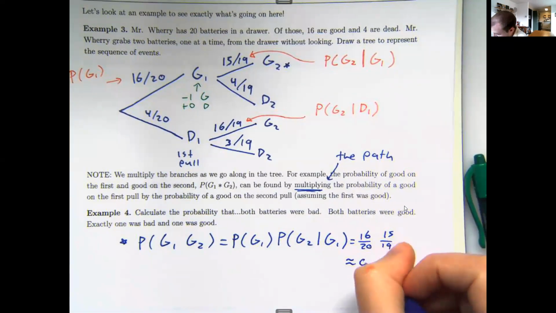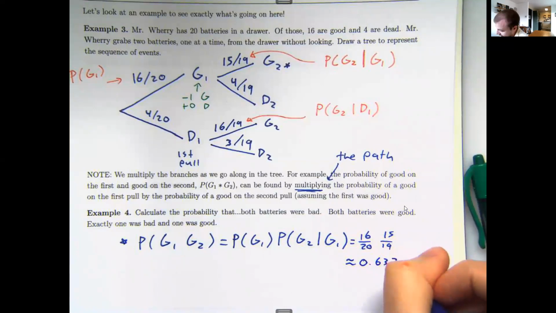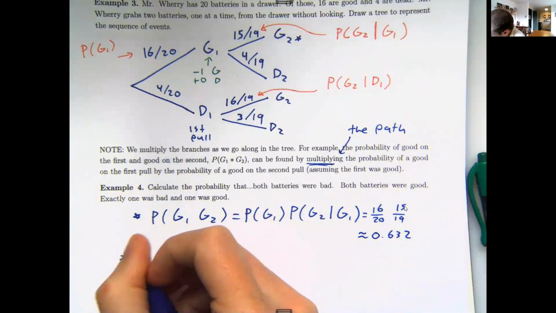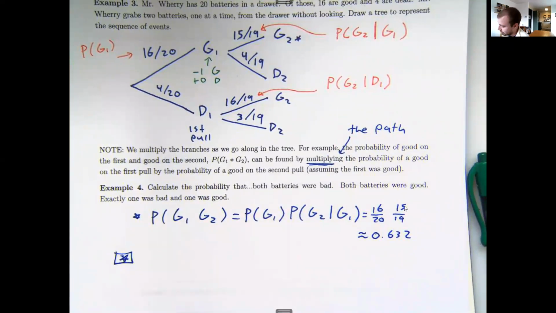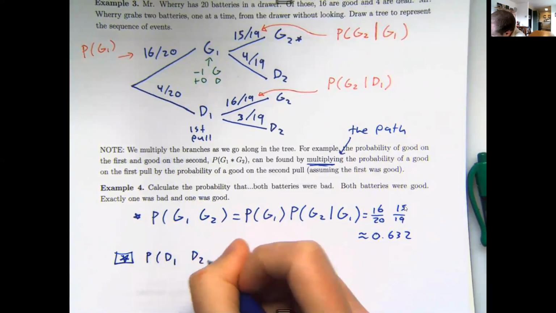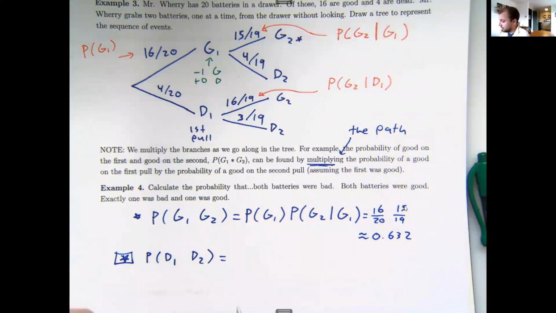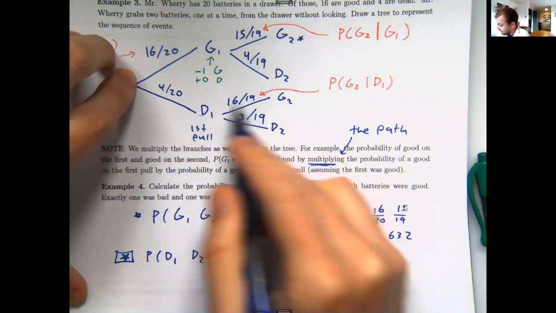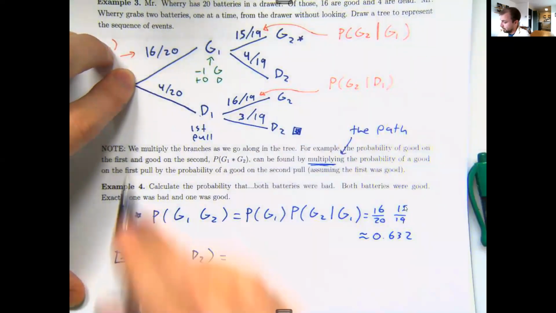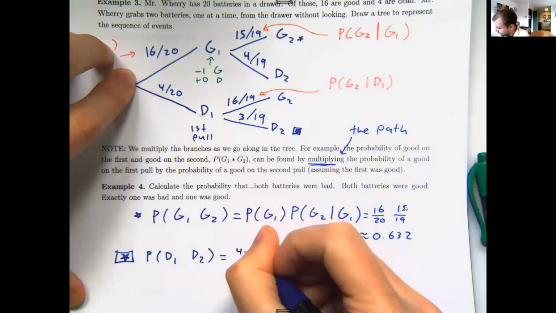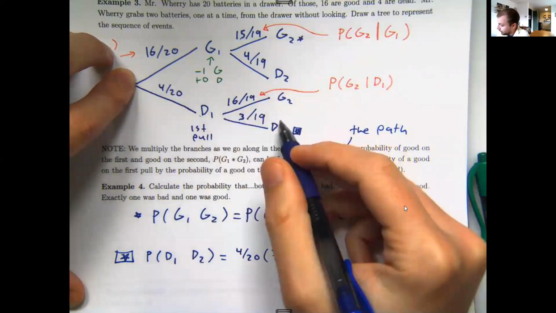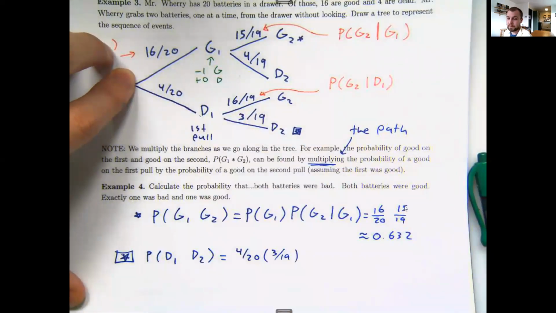And this gives me 63.2% or so. Next one, I have the probability, and I'm going to do this with a star with the box for this one so I can find it easy, that they're both dead. So dead on the first and dead on the second, that's down here at the bottom. 4 out of 20, that's dead on the first pole. 3 out of 19, that's dead on the second pole, assuming that I've removed one of those batteries.